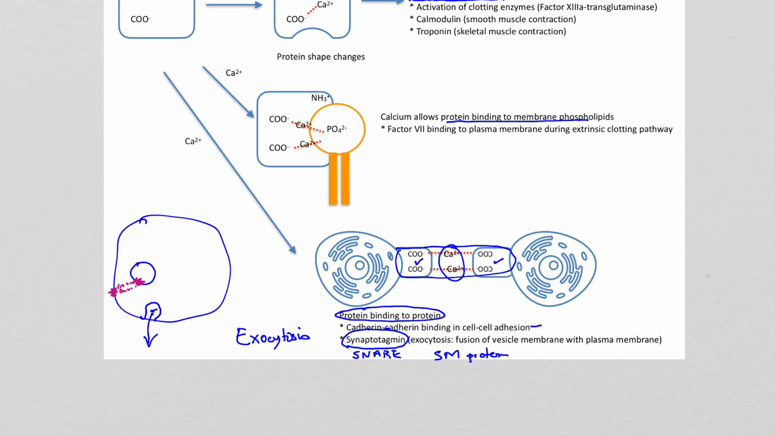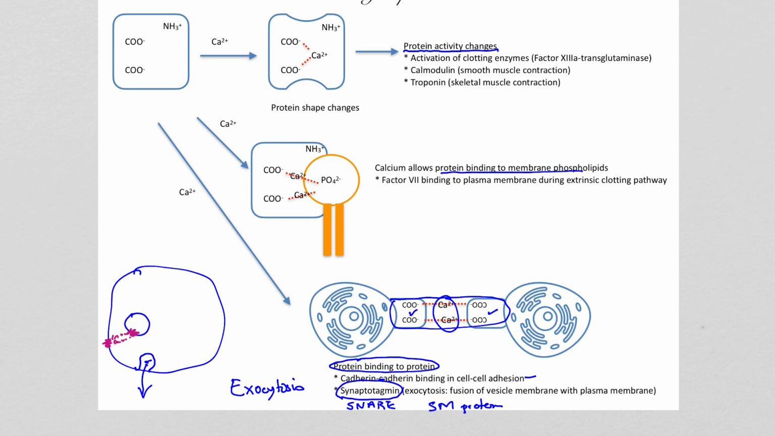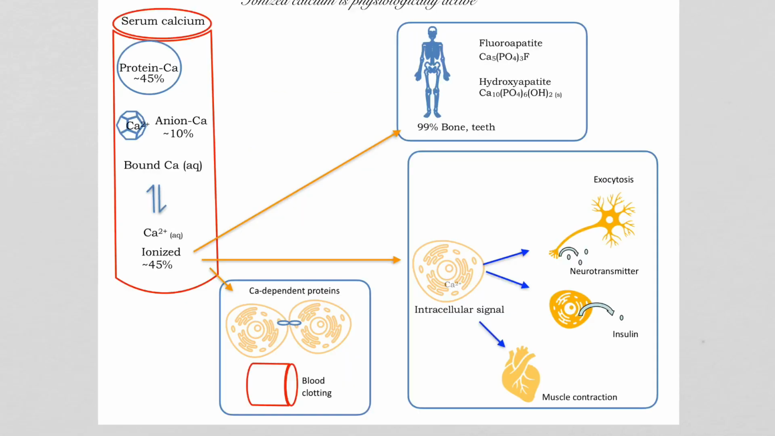Okay, so calcium, a very simple divalent cation, can do a lot of things for cells by changing the protein activity, by allowing proteins to bind to membranes, or by allowing proteins to bind to other proteins. So just to summarize, ionized calcium is the active form found in your serum. It's the one that is used to make bone. Most of your calcium is in the bone. Less than 1% is outside the bone.